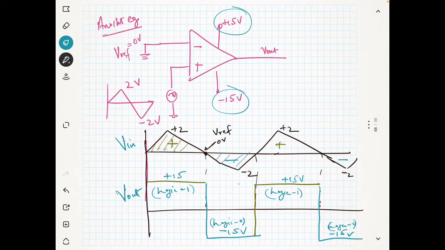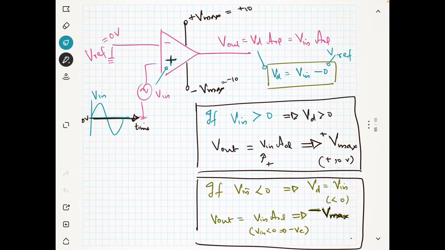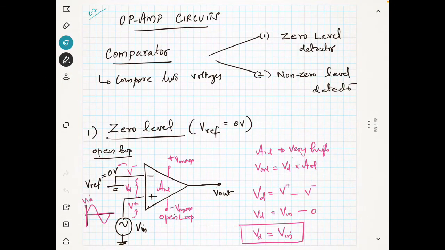So your comparator is acting like a switch. Whenever the input voltage is greater than 0, your comparator will give you a maximum voltage, logic 1, which is plus 15 in this case. If your voltage is less than 0, your comparator will give you something less than 0, which is minus 15 in this problem. This kind of comparator is known as the zero level detector. You are detecting the zero level.